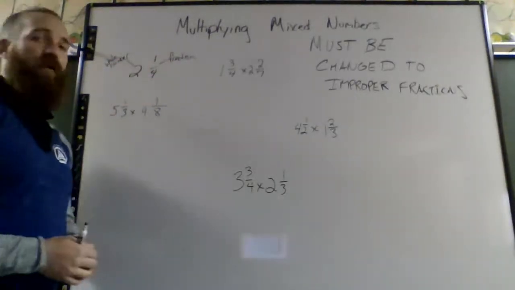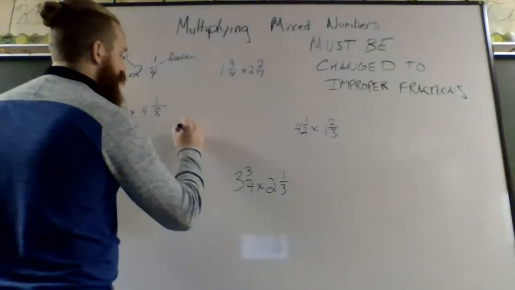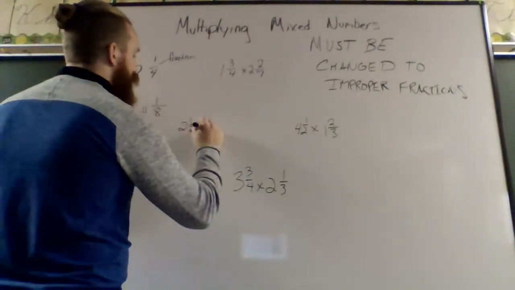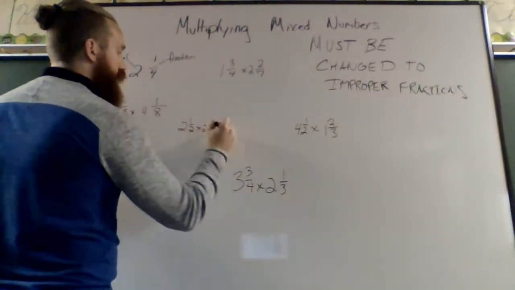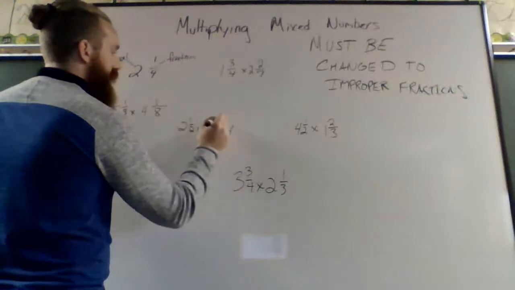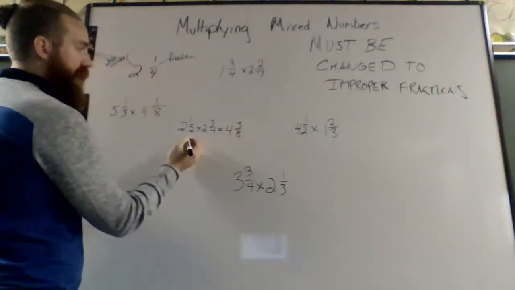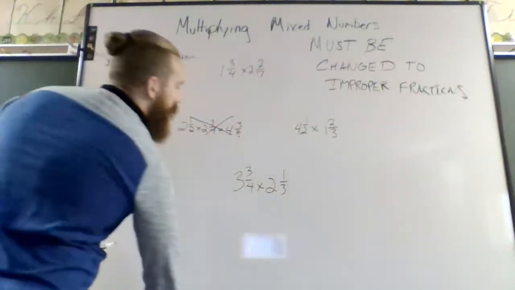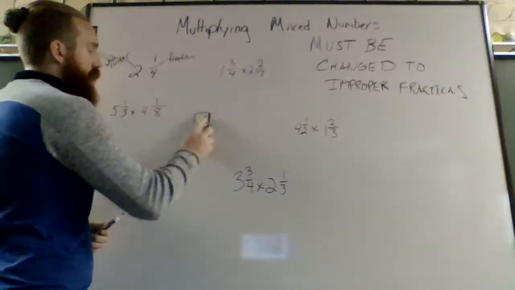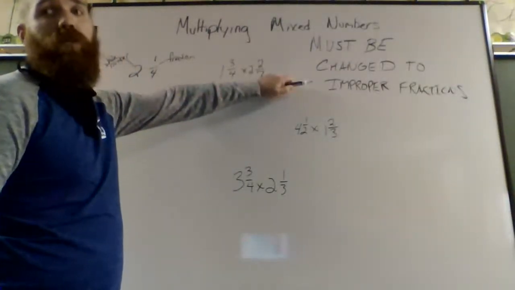Okay, and I will tell you the biggest mistake kids make is if they have a problem like this: 2 1/2 times 2 3/4. They'll multiply 2 times 2 and get 4, 1 times 3 and get 3, and 2 times 4 and get 8. That is not correct. You can never, ever multiply a mixed number. It must be changed to improper fractions first.